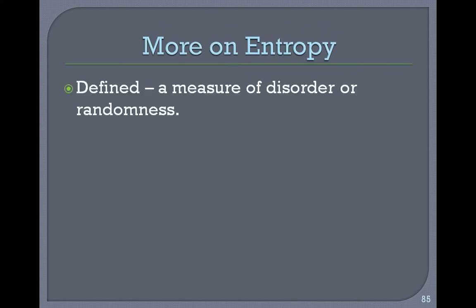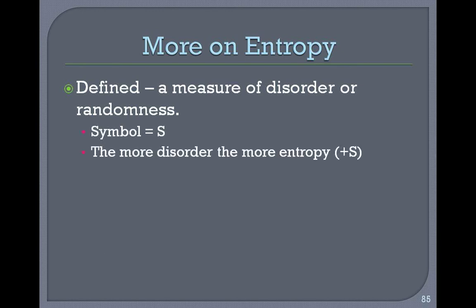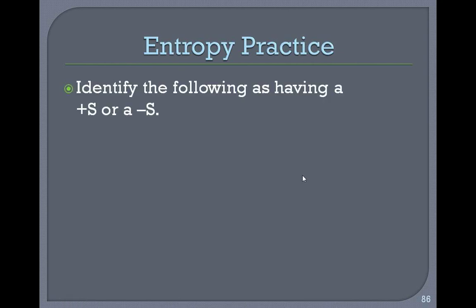Let's do a little bit more on entropy. Define: a measure of disorder or randomness. The symbol is S. The more disorder, the more entropy, so positive S. More organization is less entropy, which is a negative S.